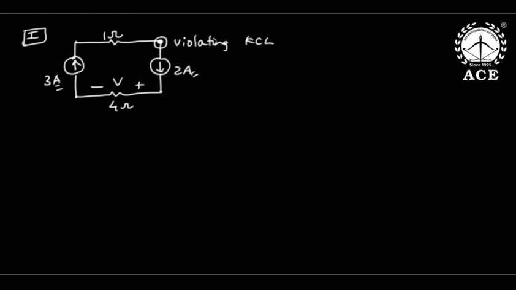That is violating KCL. But if you still want to connect two current sources in series, make sure that their magnitudes and directions are the same. Otherwise, we cannot connect two current sources in series. That is a violation of KCL.